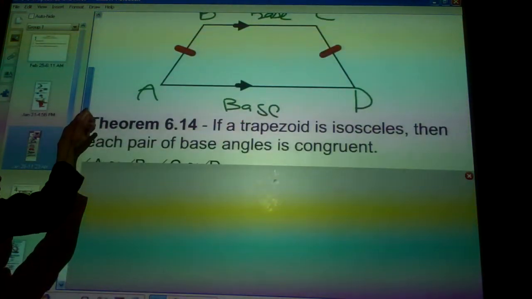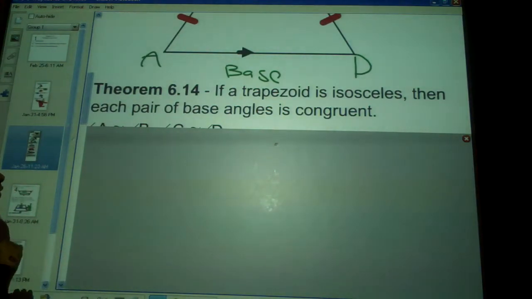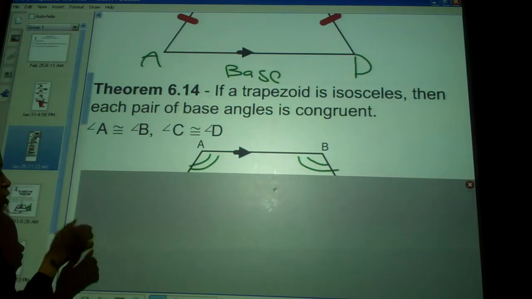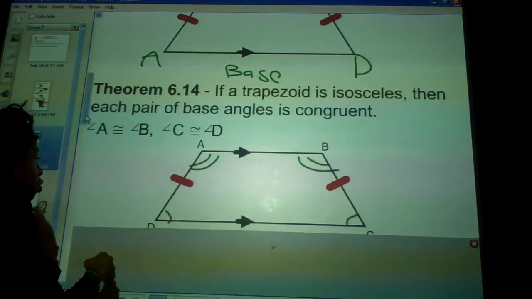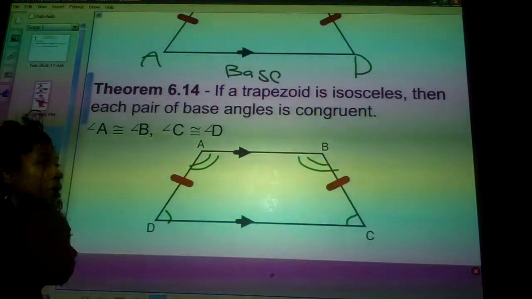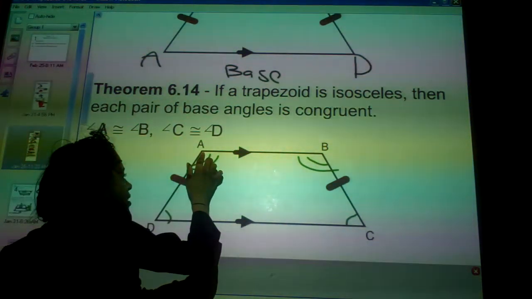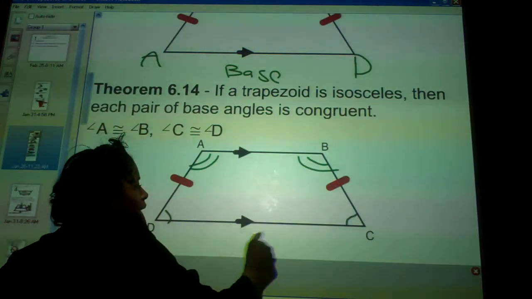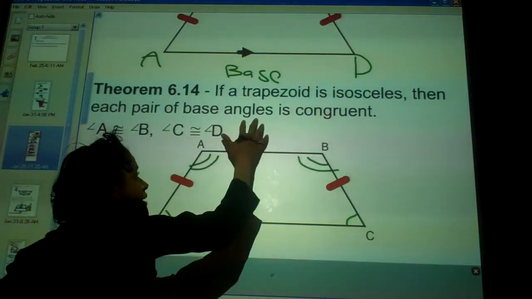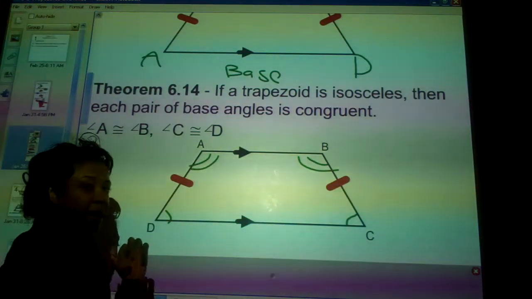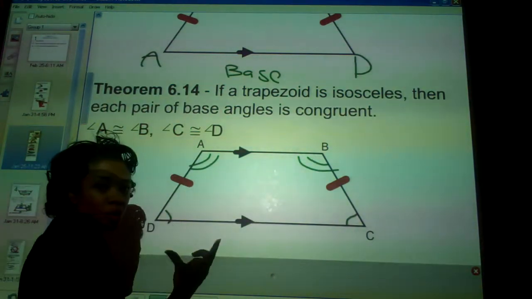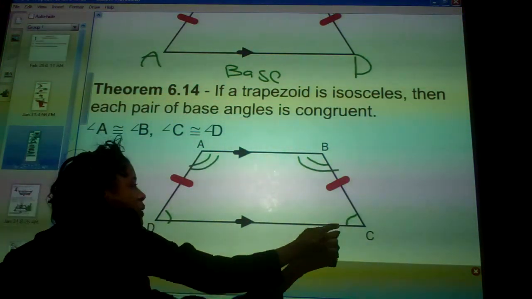Here's theorem 6-14. If a trapezoid is isosceles, then each pair of base angles are congruent. So what does that mean? On this particular trapezoid, I have trapezoid ABCD. That means the base angles will be congruent. What are the base angles? Base angle A, base angle B, base angle C, and base angle D. Segment AB is a base, and segment DC is a base. Remember we talked about the bases. Angles A and B will be congruent to one another, and angles D and C will be congruent.